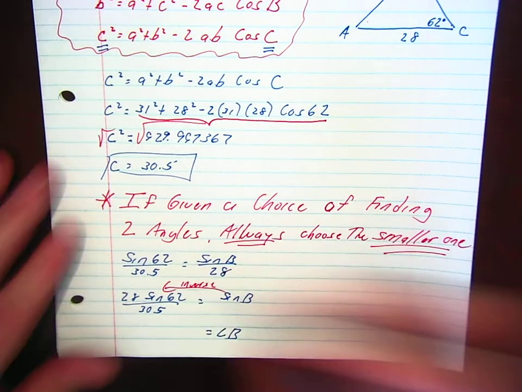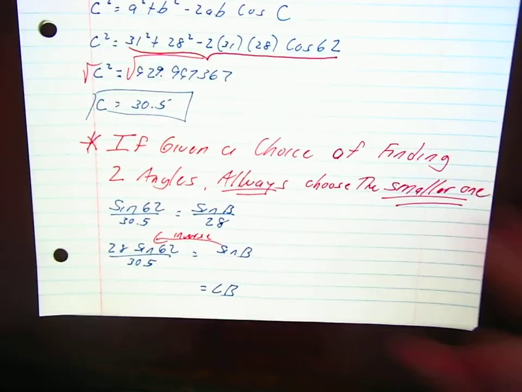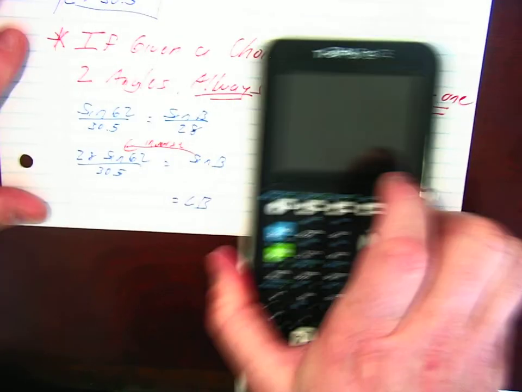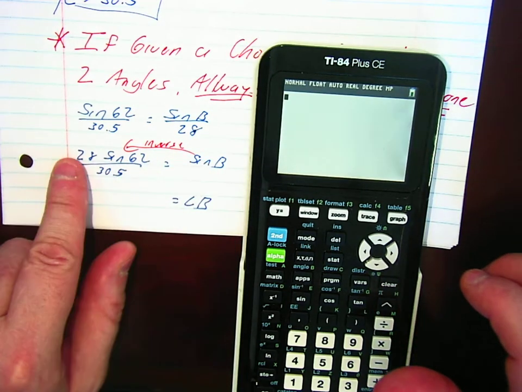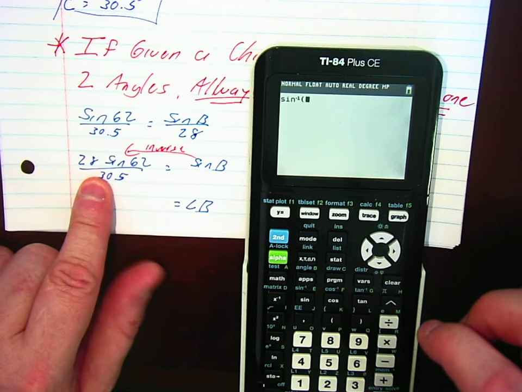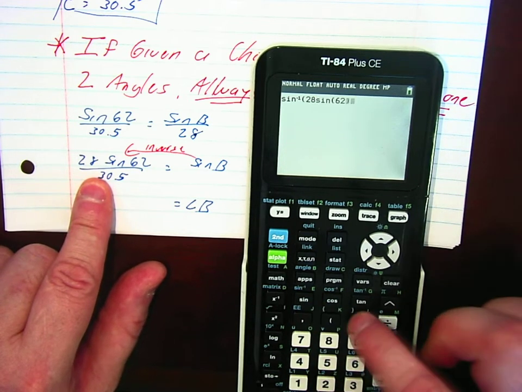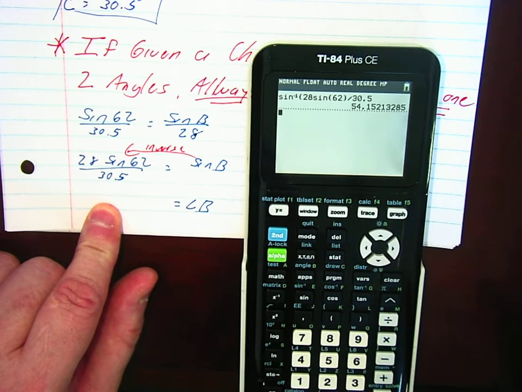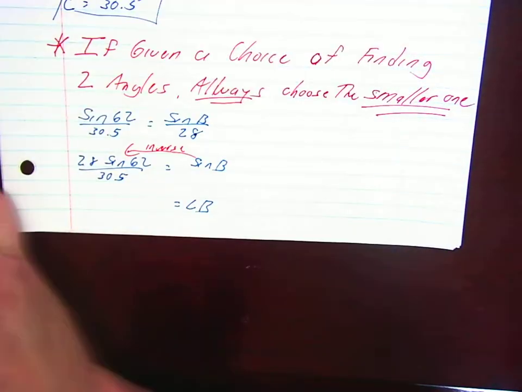Now, you guys can write inverse sine. That would be something I would be okay with you just doing on your calculators. So I'm just going to do this on my calculator right now. Remember, I brought this over as inverse sine, so that's where I'm going to have to start. Inverse sine of 28 times the sine of 62 in parentheses, divided by 30.5 gives me 54.2. And that's that angle, 54.2.